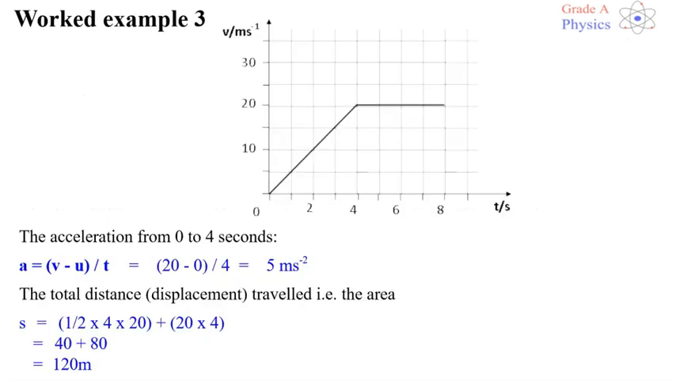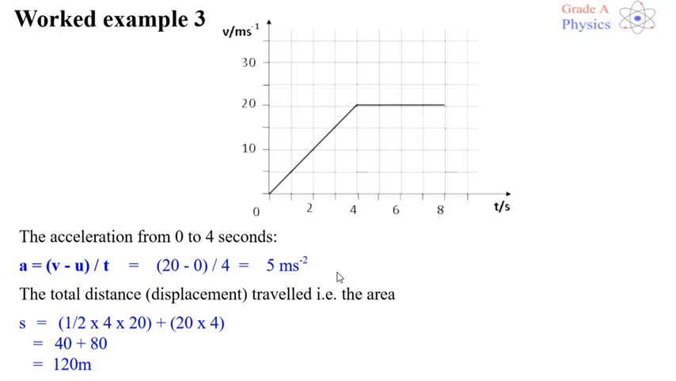Right, our final worked example. So if we have a velocity time graph, a VT graph, then I can work out various things from it. If we need to work out the acceleration between 0 and 4 seconds, then I could do this in two ways. I could either work out the gradient, which would be 20 minus 0, 20, divided by 4, or, which would give me exactly the same answer, I could use a equals v minus u over t. So v is 20, take away u of 0, 20 minus 0, divided by t, which is 4, I get 5 meters per second squared.